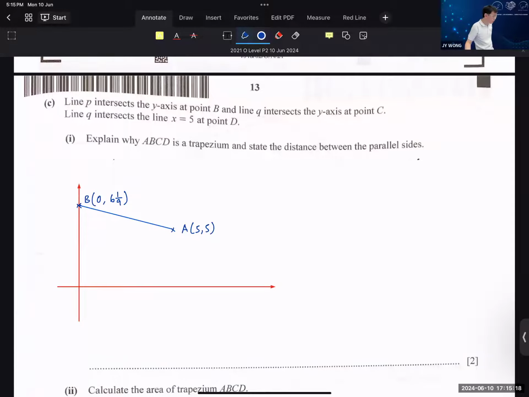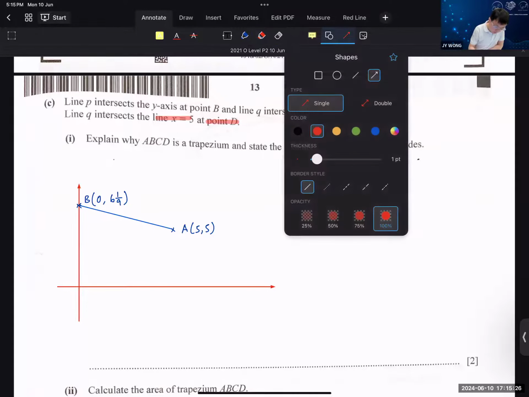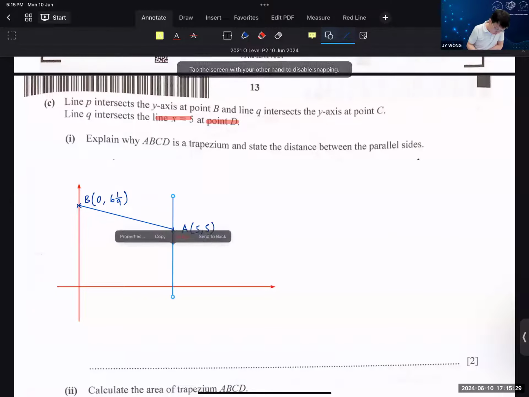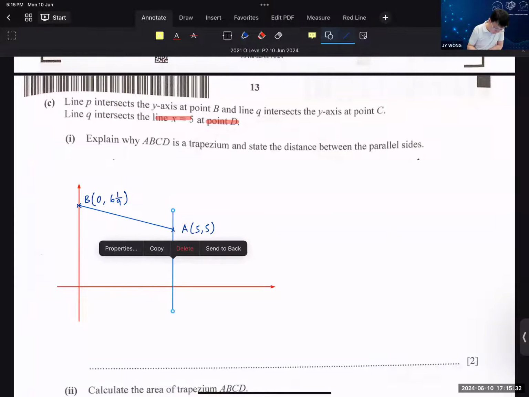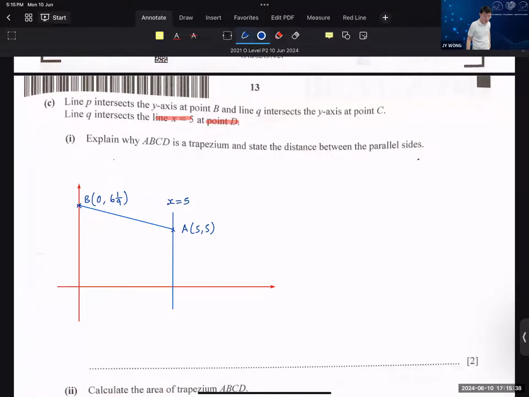Now, line Q intersects the line x equals 5 at point D. So now you have to draw in the line x equals 5. And you should realize that x equals 5 is a vertical line. And the vertical line will pass through the point A, correct? So you can find the coordinate of point D.